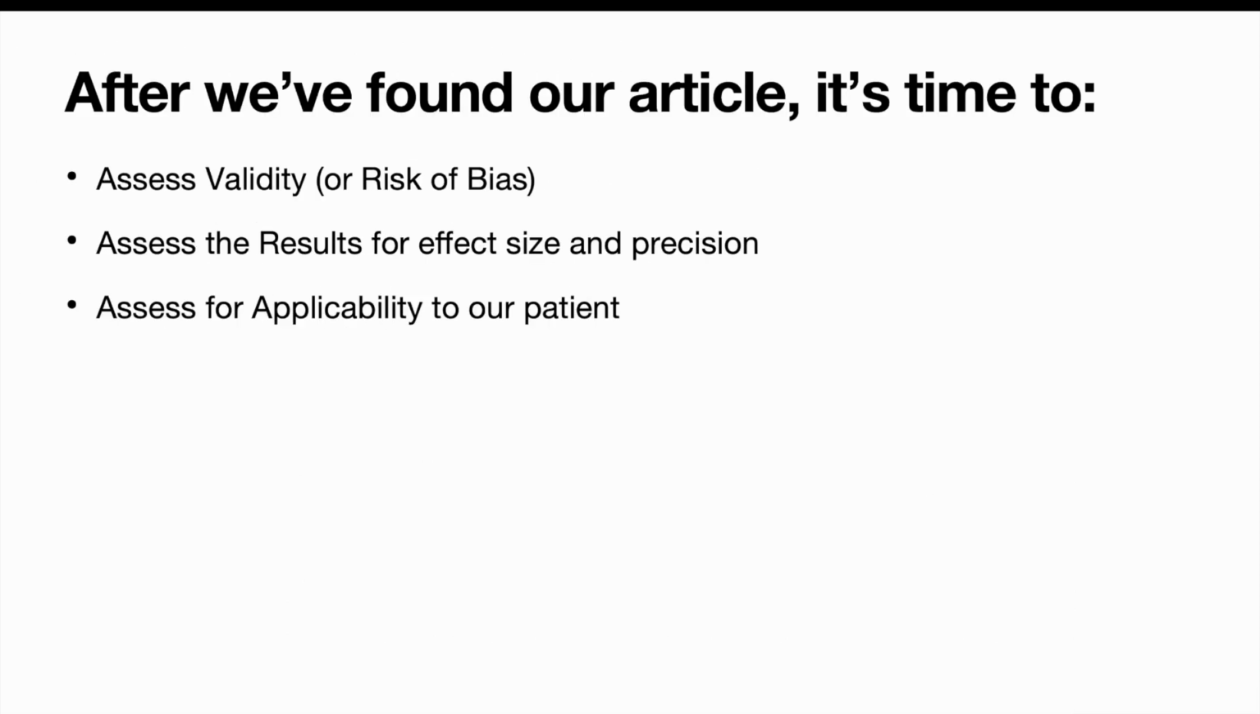Let's go ahead and assess our article. So, like we did with our continuous outcomes article, we have three things that we want to assess. We want to assess validity or risk of bias. We want to assess the results for effect size and precision. And we want to assess for whether or not this particular medication is applicable to our patient. So first, we assess validity.